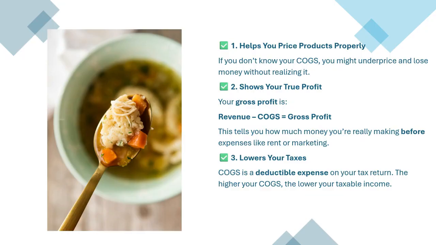So remember, how does knowing your cost of goods sold help you out? It helps you to price your product properly. If you don't know your cost of goods sold, you might underprice and lose money without even realizing it. It shows your true profit. Your gross profit is revenues minus cost of goods sold. This tells you how much money you're really making before expenses like rent or marketing.